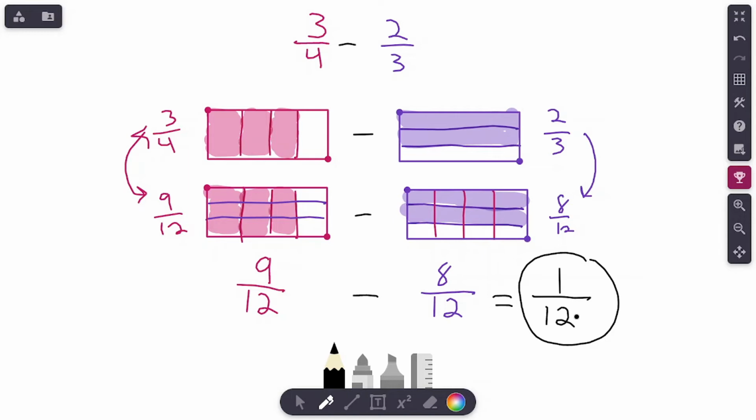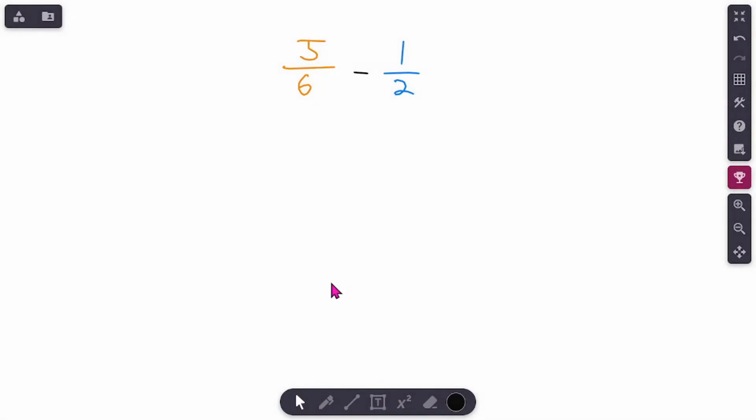All right, let's do another one. Second problem here on the screen. We've got 5/6 minus 1/2. Feel free to get started on this one.